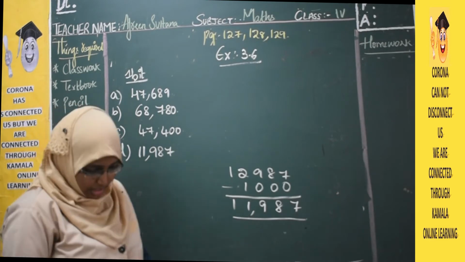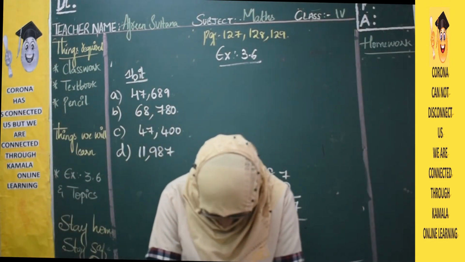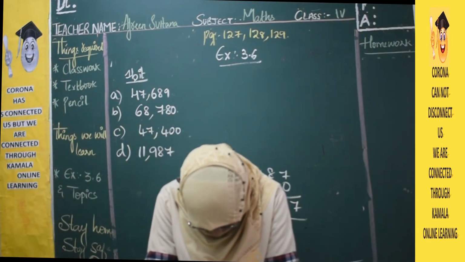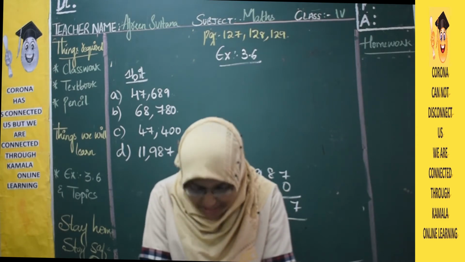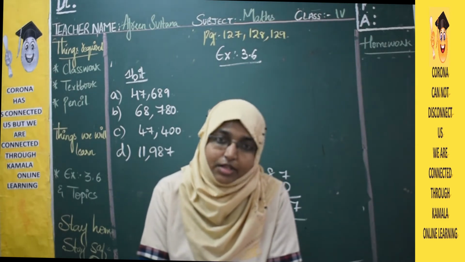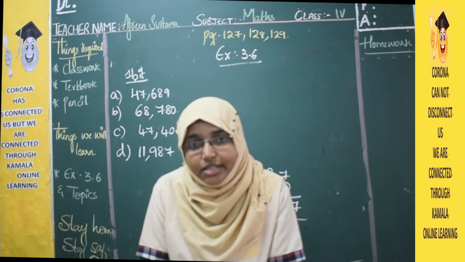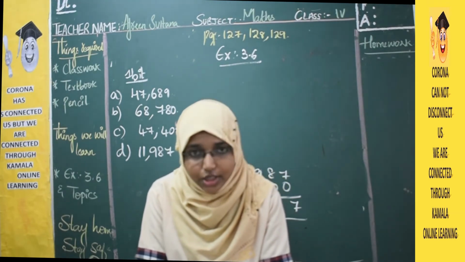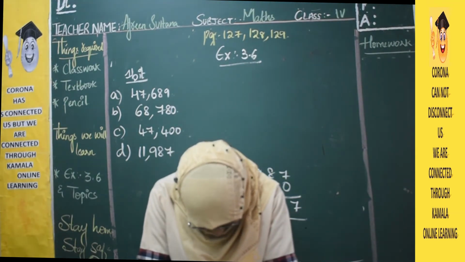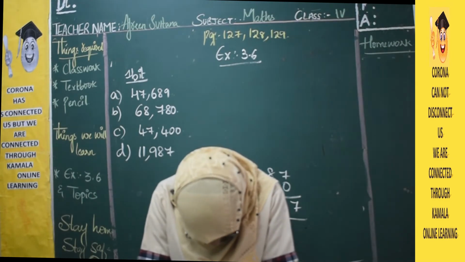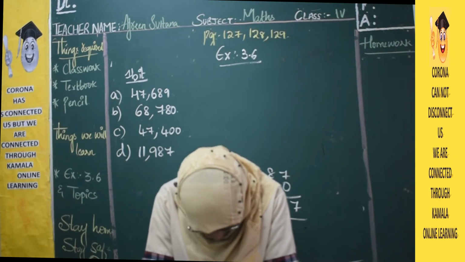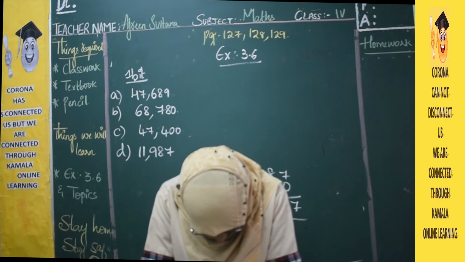11,987. Okay. So the next E, F. See F is what? The same number has been subtracted from itself, like 10 minus 10. So what will we get? 0. Okay. Next G, H, I, J. You can try out this E, F, G, H, I, J. Let's move with the K.